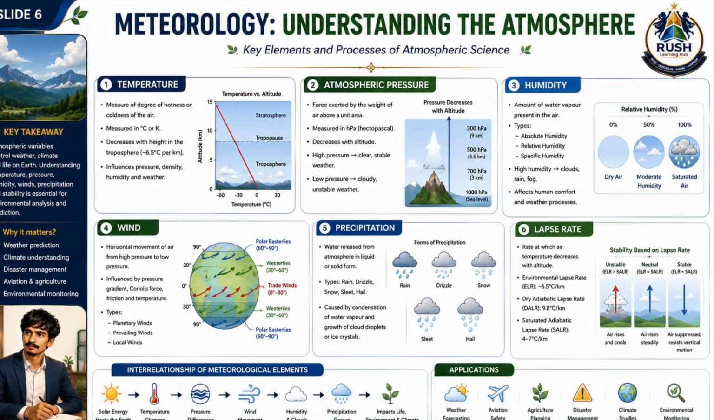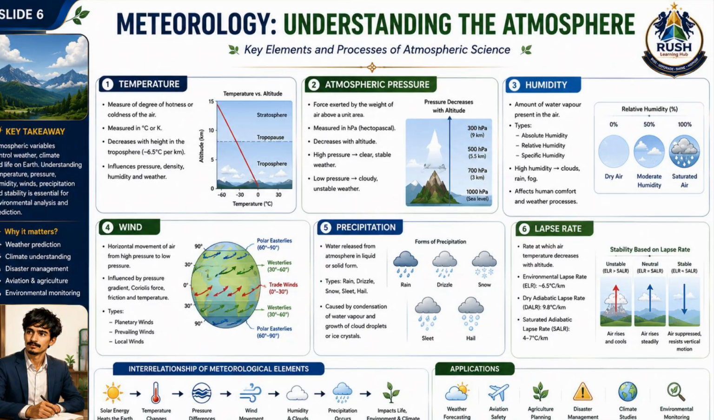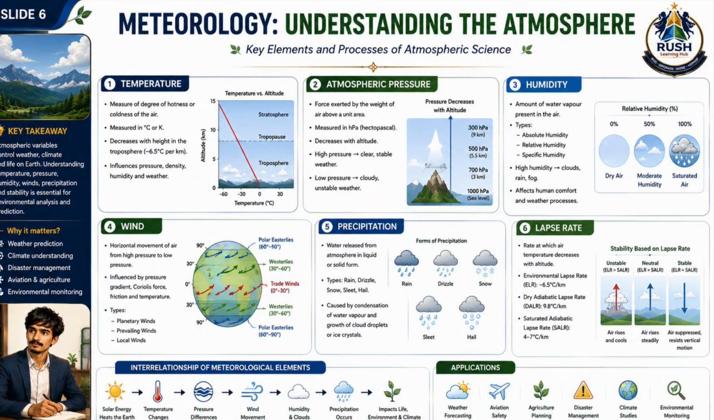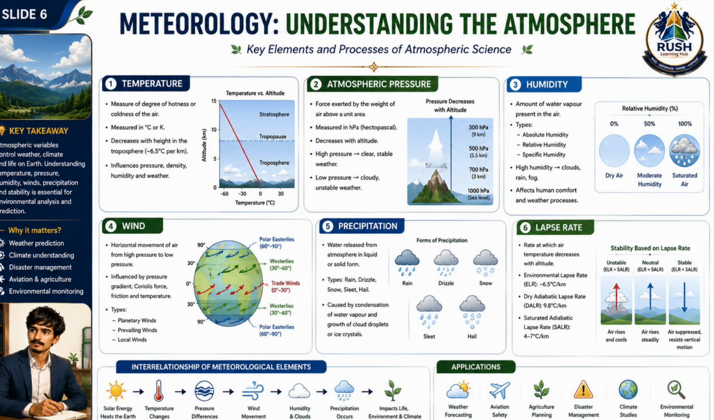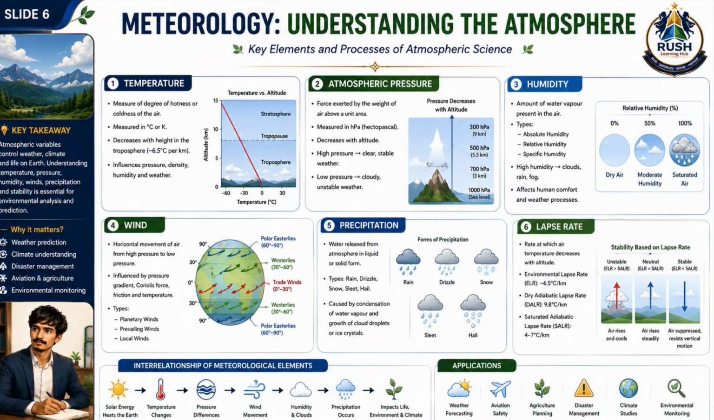Solar radiation heats the Earth's surface. This influences temperature. Temperature differences create pressure differences. Pressure differences generate winds. Wind movement affects humidity distribution and cloud formation. Cloud formation eventually leads to precipitation. Thus, temperature, pressure, humidity, wind, and precipitation function as parts of a single atmospheric system.